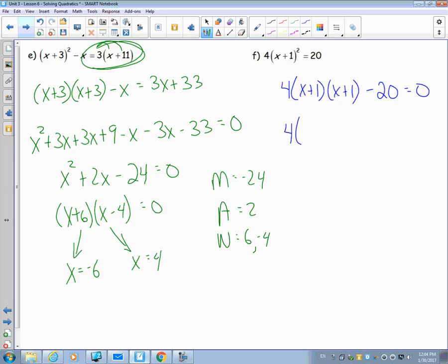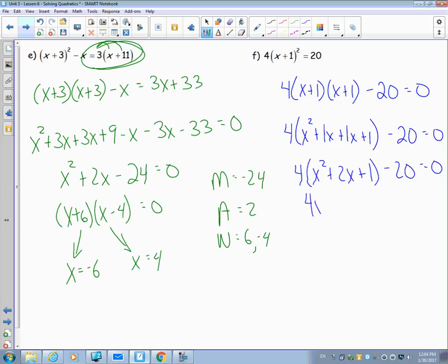Let's FOIL our brackets. x squared plus 1x plus 1x plus 1. The 20 is outside, let's leave it alone. Let's expand or collect. It doesn't really make a difference which order you do this in, because either way it's 2 steps. And 4x squared plus 8x plus 4 minus 20. Okay, not quite in the right order because we got 2 numbers at the end that can be collected. Now it's good to go.